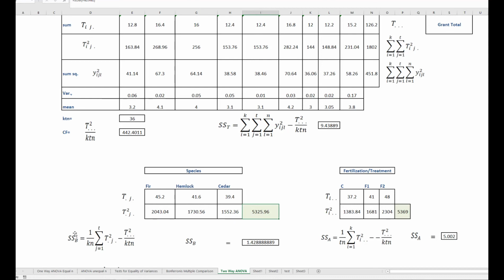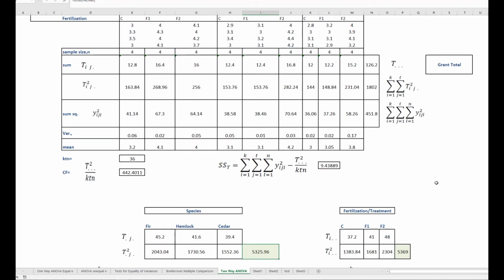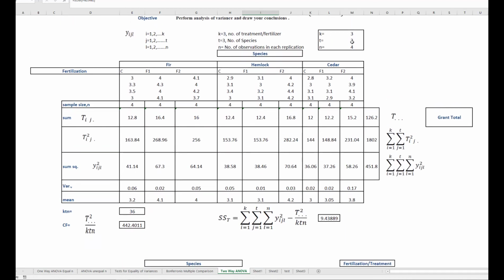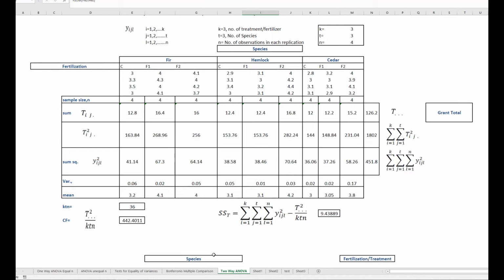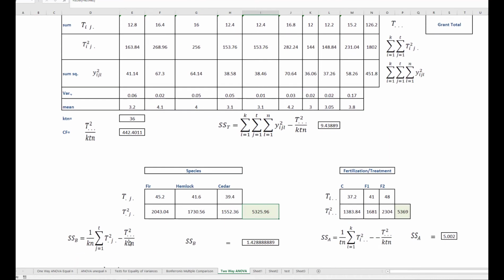So I found the value divided by k and n. So that means you can use the k, n is 3 and 4. So that's what I did for the SSB. I named them as SSB. So I say that sum of squares of them, divided by k and n, and then minus the correction factor.